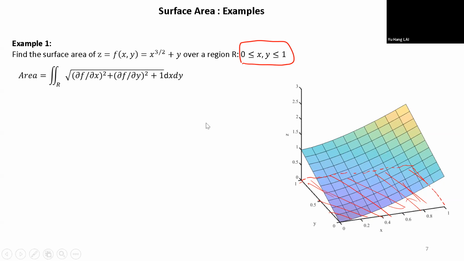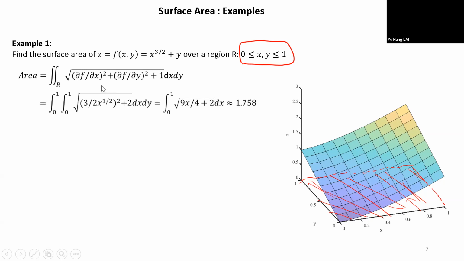So first of all, the limits of this double integral are easy to do. Both x and y go from 0 to 1. And then I just need to take care of these derivatives here.